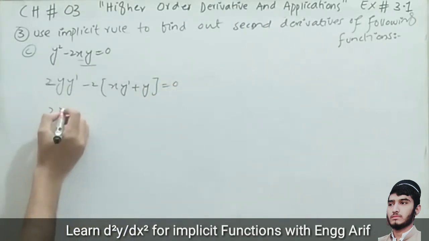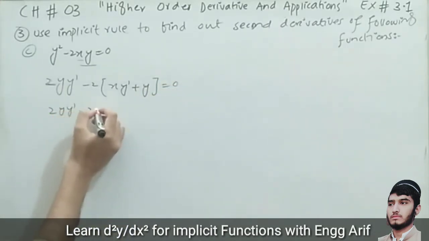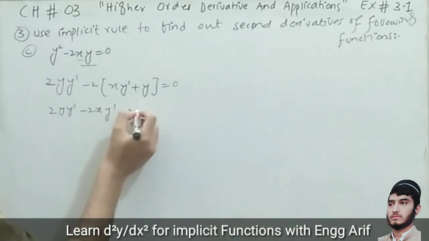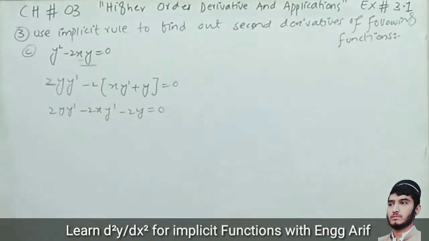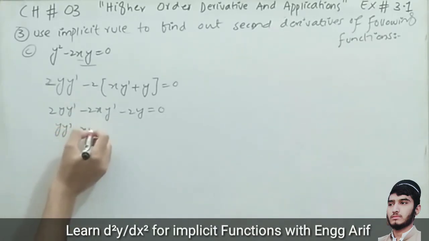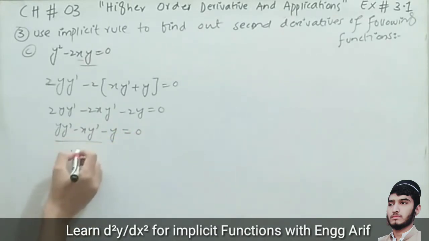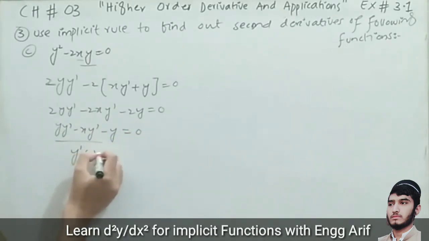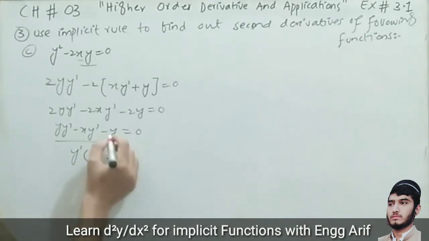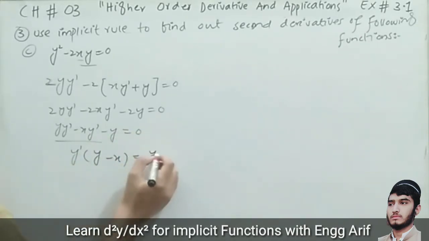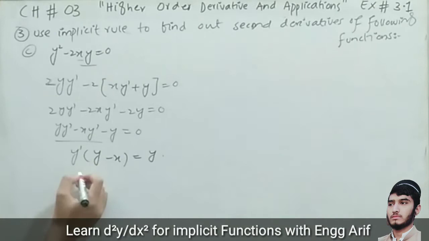So it becomes a 2y y ratio minus 2x y ratio minus 2y is equal to 0. Now from over here divide both whole equation with 2, so it becomes y y dash minus x y ratio and minus y is equal to 0. From over here take out y dash common, so inside we are left with y minus x, and shift negative y to right hand side, it becomes positive y. So after this it becomes y dash will be y divided by y minus of x. So this is first time derivative.